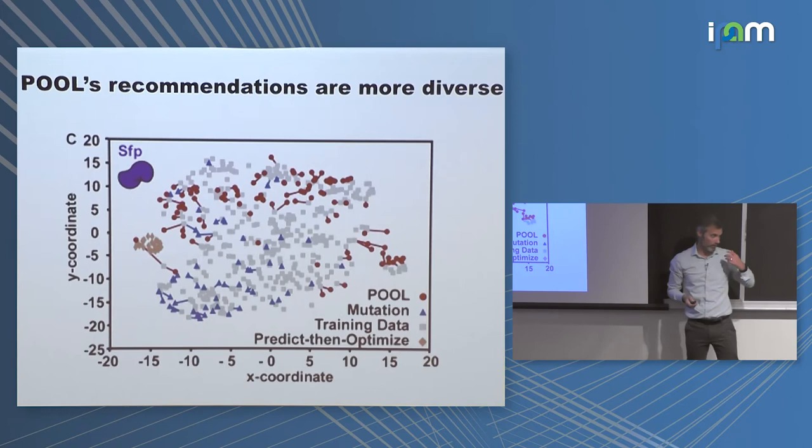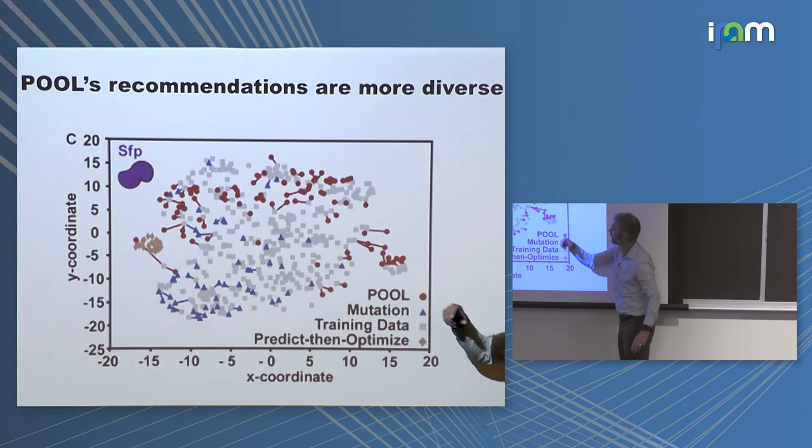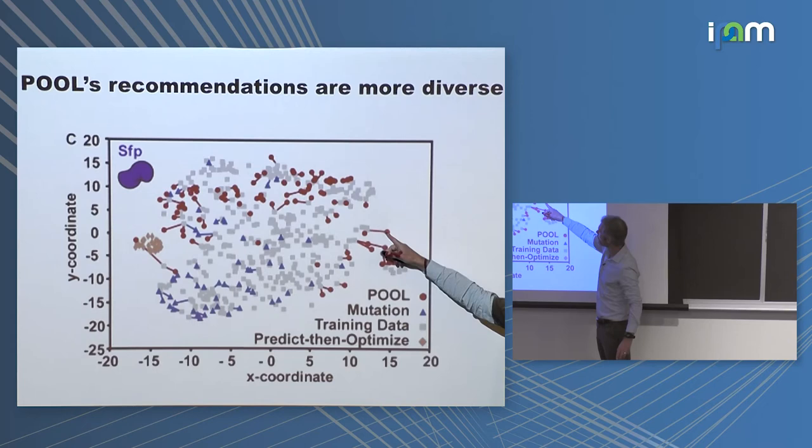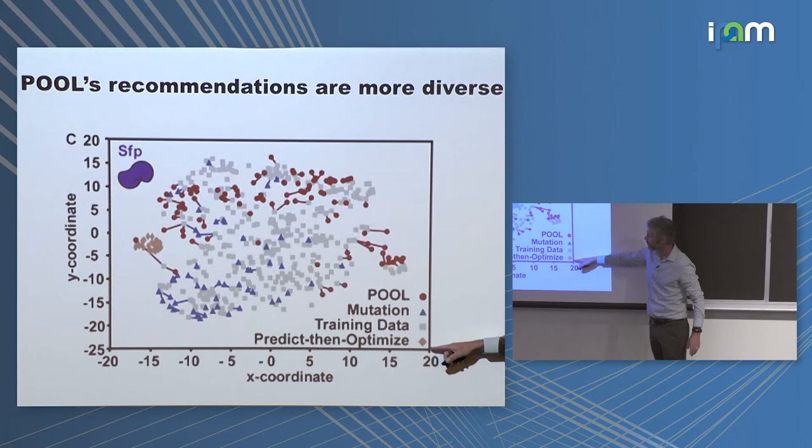To illustrate that, here is a two-dimensional embedding. We took a distance measure over peptides, I think the Hamming distance or something similar, and then did a two-dimensional embedding showing the recommendations from pool, which are in red, and the training data, these gray squares. There are lines going from the pool-recommended peptides to the closest training data. The same for mutation, these blue triangles, and then predict and optimize, the rank-by-probability-of-a-hit approach.